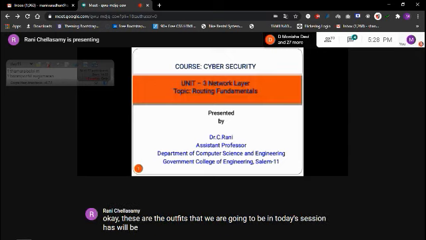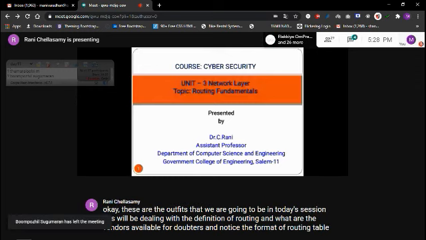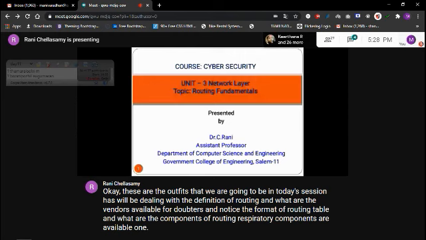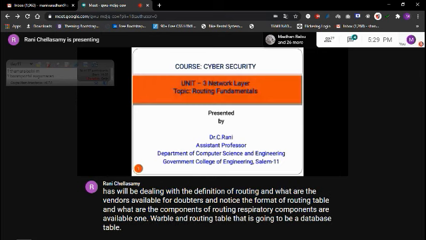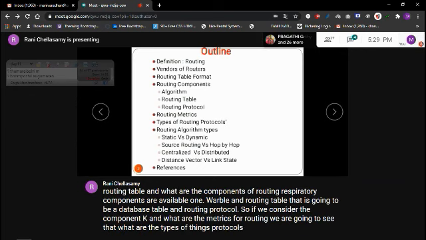First, we'll be dealing with the definition of routing and what are the vendors available for routers and what is the format of routing table and what are the components of routing. There are three components available. One is algorithm and routing table, that is going to be a database table, and routing protocol. So all these come under routing components. Okay, and what are the metrics for routing? We are going to see that. What are the types of routing protocols available?